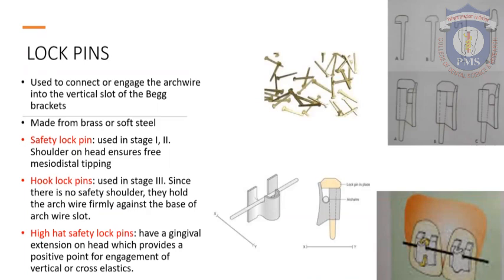Then there are lock pins. Lock pins are used along with the Begg appliance. These lock pins are used to engage the arch wire in the bracket, the Begg's bracket, so that the arch wire will not come out of the bracket. This will be locked inside. There are three types, that is safety lock pin, hook lock pin, and hi-hat safety lock pin. Safety lock pin is used in stage 1 and 2, and hook lock pin is used in stage 3. And hi-hat safety lock pin is used for engaging elastics.